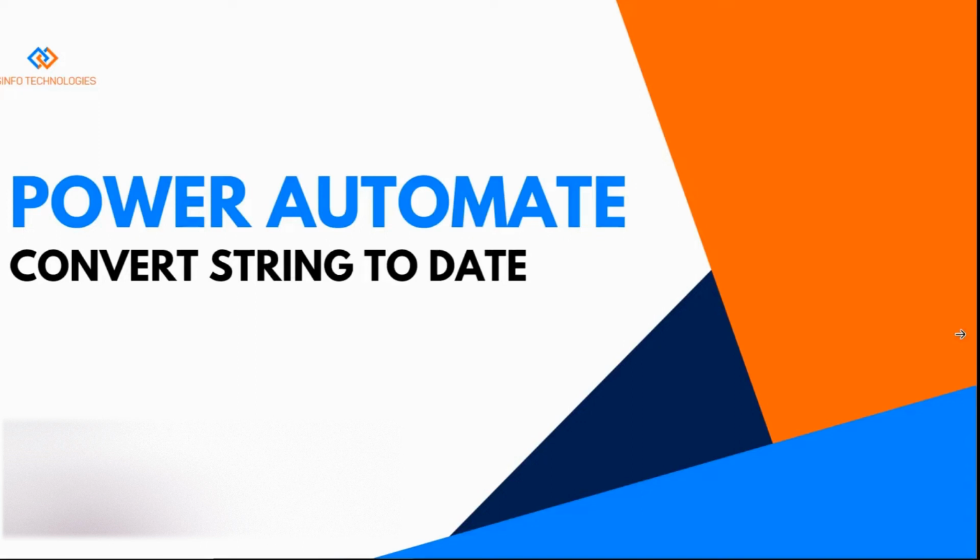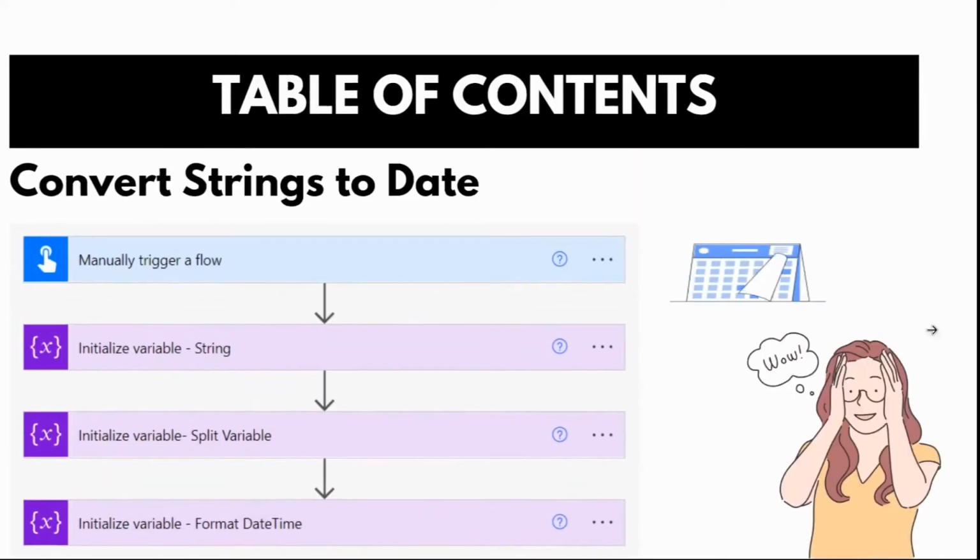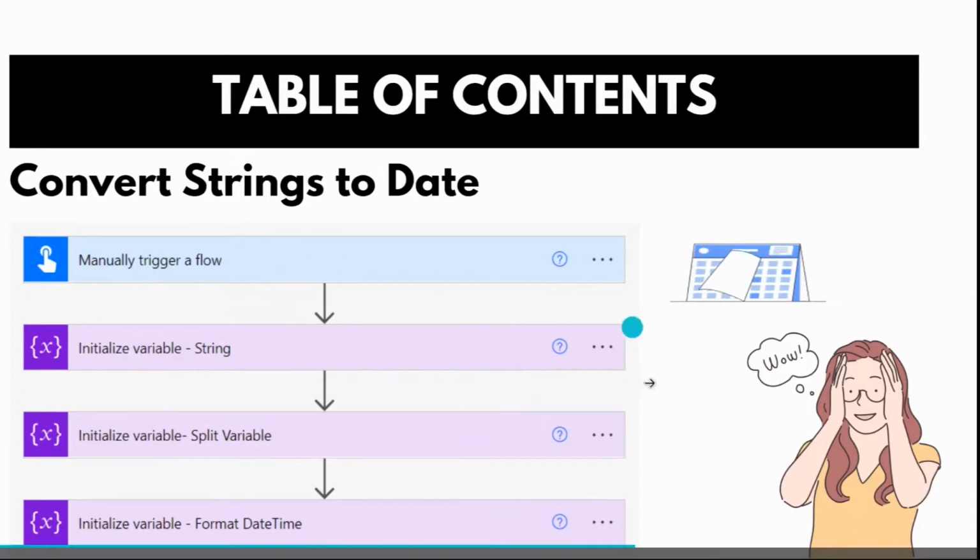Today in this video I am going to show you how to convert a string to a date format within Power Automate. That means we are going to create a manual flow, or an instant cloud flow, that will convert a string into the date time format. Here is the preview of the whole flow.